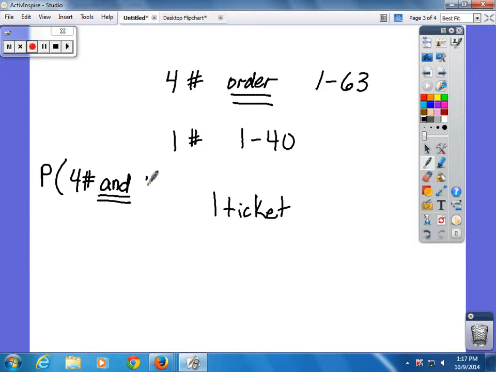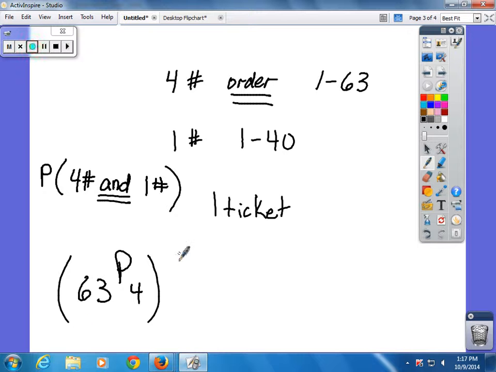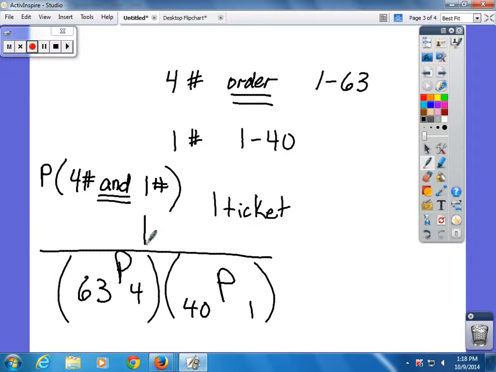And the one number that I need to win the whole jackpot. What does AND mean? Multiplying here. That's right, class. Glad y'all remembered. So that would be 63 permutation 4 times 40 permutation 1, all under... where'd that one come from? Where'd this one right here come from? I bought one ticket. And that is essential for you to get this problem right.